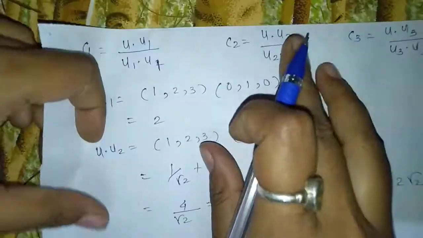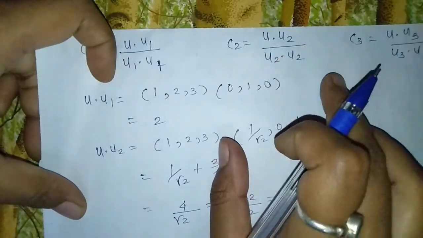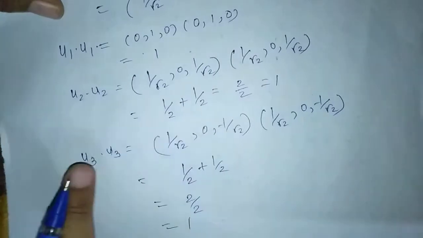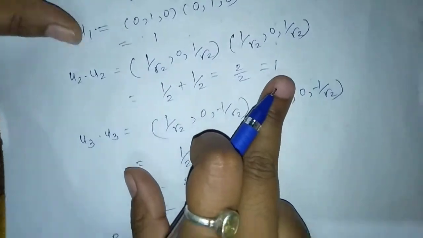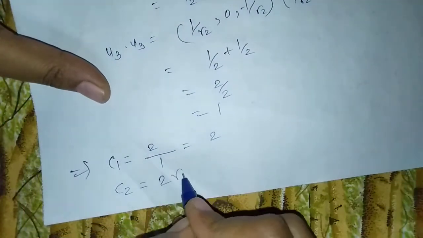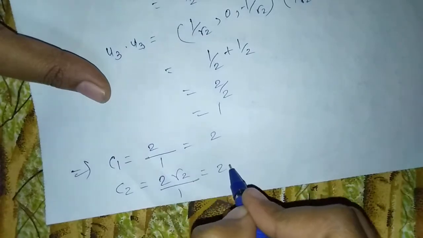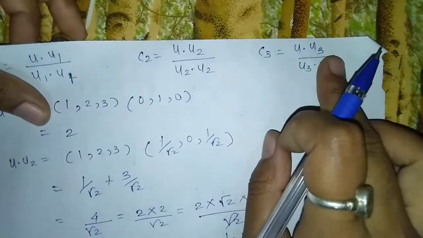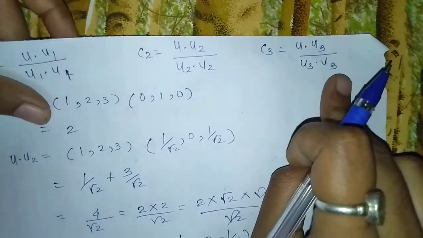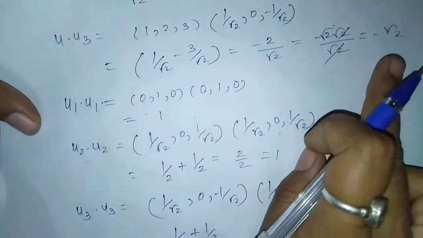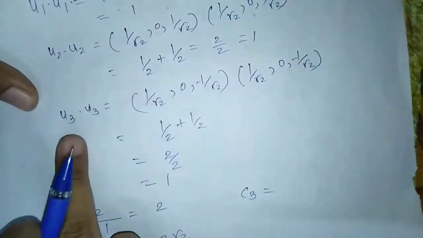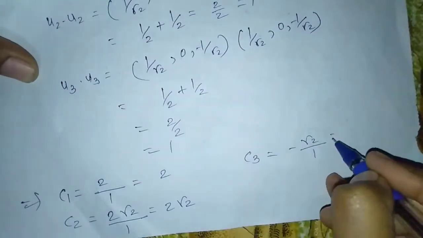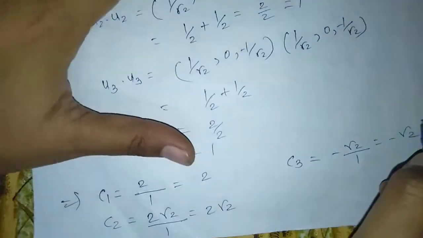C2 is equal to u dot u2 upon u2 dot u2. u dot u2 is nothing but 2 root 2, and u2 dot u2 is equal to 1. So the value of C2 is nothing but 2 root 2 upon 1, which is equal to 2 root 2. Now C3 is equal to u dot u3 upon u3 dot u3. u dot u3 is equal to minus root 2, and u3 dot u3 is equal to 1. So minus root 2 upon 1 is equal to minus root 2.